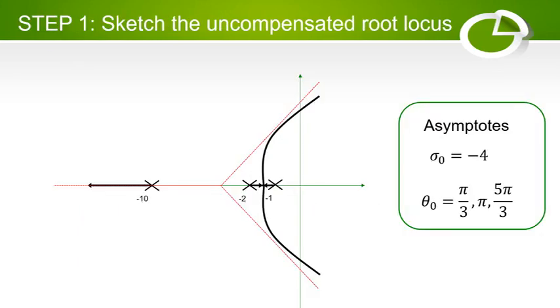The first step in the design procedure is to sketch the uncompensated root locus. If you follow the basic rules of sketching root locus, you will get your root locus something like this, and the value of the asymptote is as shown here.